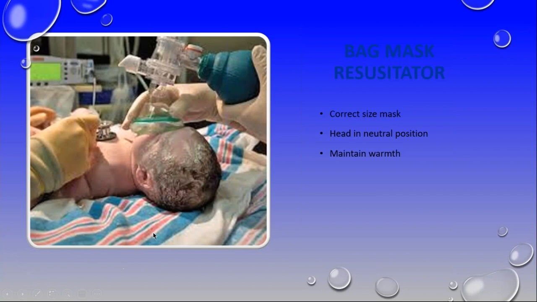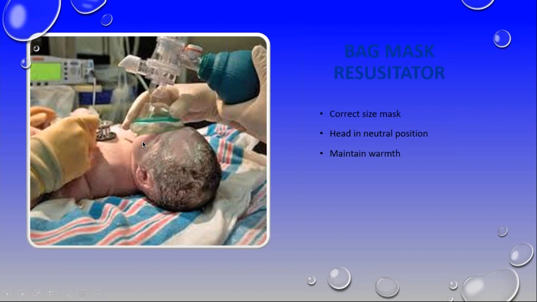Now, there are a few concepts here that are important. The mask needs to be correct. The head needs to be in the neutral position, and we'll discuss that now. We need to maintain the baby's warmth. This baby's not going to stay warm. Look how open it is. And remember what I said. So if you see here, they're using the EC method. When they bag this baby, they are going to clamp their fingers under the chin here. They are bringing the baby's face into the mask, not pushing the mask into the baby's face.